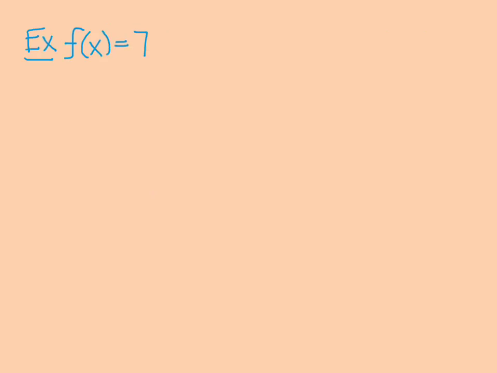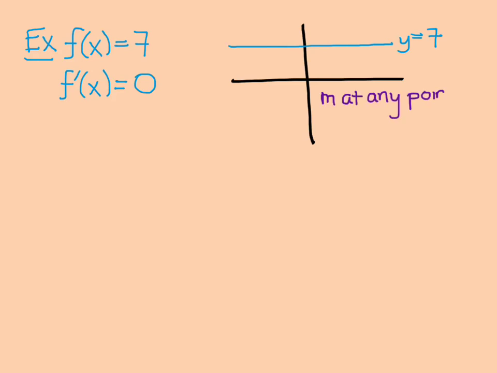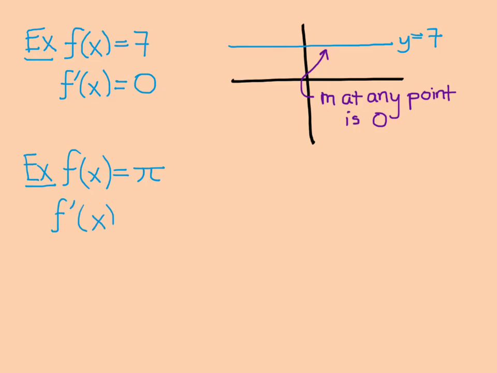Let's look at some examples. So if f of x equals 7, then f prime of x is 0. And if we look at the graph of f of x equals 7, it's a horizontal line. So we see that the slope at any point on this line is indeed 0. Looking at another example, f of x equals pi. Pi once again is a constant, so if we take the derivative, we end up with 0.